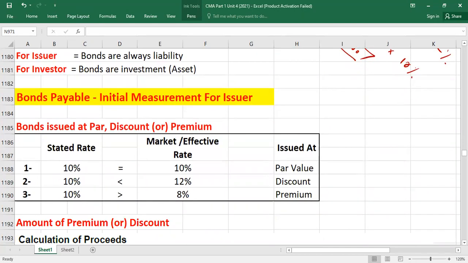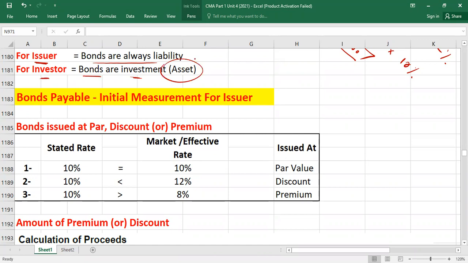Bonds for the issuer. So bonds are always treated as a liability. Obviously, the company is going to issue the bonds because they are going to borrow money from the public. It is their liability to return, right? And for the investor, bonds are investments. Investment means to say assets.